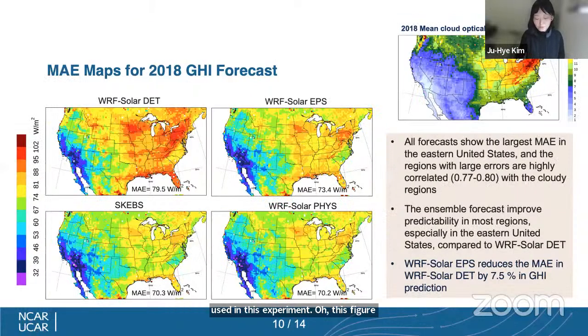This figure shows the mean absolute error. The figure on the top right shows the cloud optical depths from the NSRDB. And all forecasts show the largest mean absolute error in the eastern United States. The regions with large errors are highly correlated with the optically thick cloudy regions. The three ensemble forecasts improve the predictability in most regions, especially in the eastern United States. And the WRF EPS reduces the mean absolute error of WRF deterministic by 7.5% in GHI predictions. Of course, the SCAPS and the WRF multi-physics ensemble greatly improve the forecast error in the eastern United States.